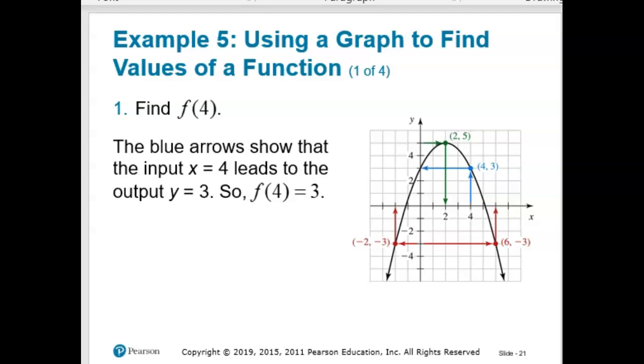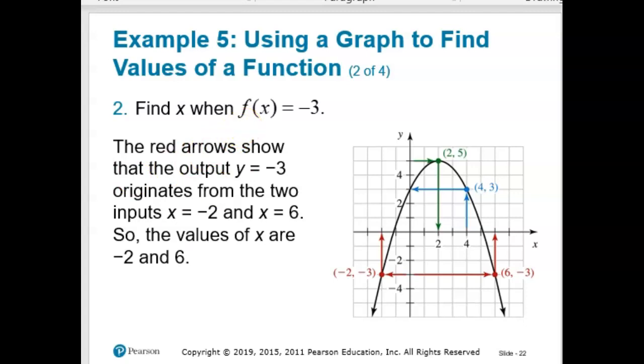So we're asked to evaluate the function at 4. Remember that when 4 is inside the parentheses, it's the same as saying x is equal to 4. Look at the blue lines on this graph. You go over to x equals 4, go up until you touch the graph, and however high up you went, that's the y value. And you can follow that blue line to the left to find out that you met at the point 4, 3.